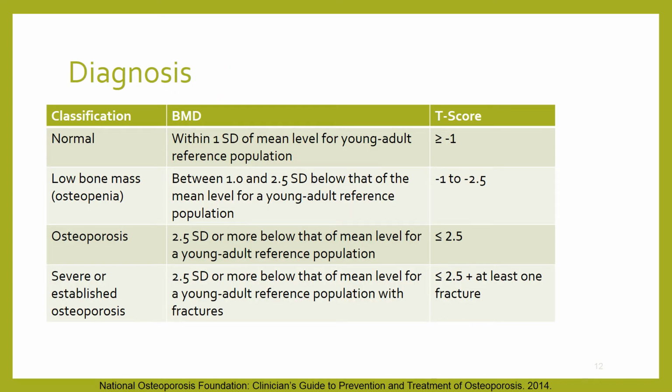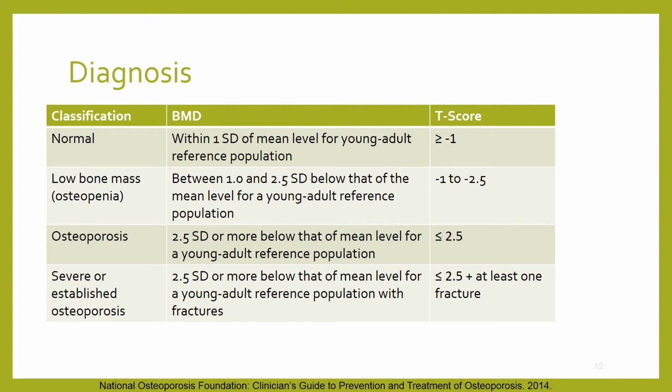So, as I stated before, the diagnosis of osteoporosis is largely based on the T-score, not the Z-score. Normal bone mineral density is when you are within 1 standard deviation of the mean level for the young adult reference population. And so, this would be a T-score of -1 or greater. Low bone mass, or osteopenia, is when your bone mineral density is between 1 and 2.5 standard deviations below that same young adult reference population range. So a T-score of -1 to -2.5.